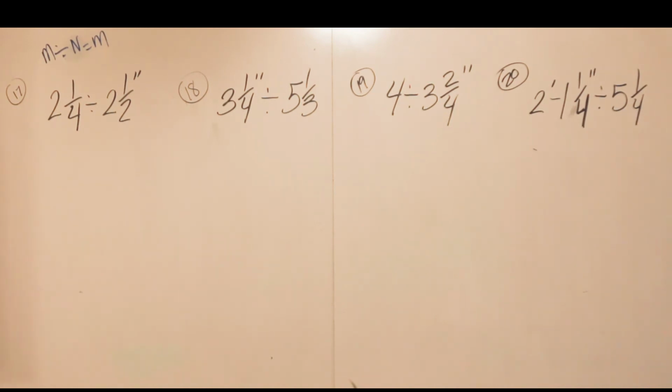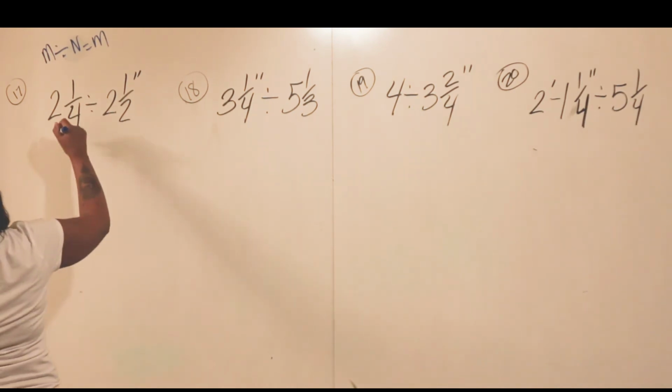So we've got 2 mixed numbers. A mixed number consists of a whole number of inches and a fraction. But the first thing we need to do, because there are fractions involved, is turn a mixed number into an improper fraction. So 2 times 4 is 8.